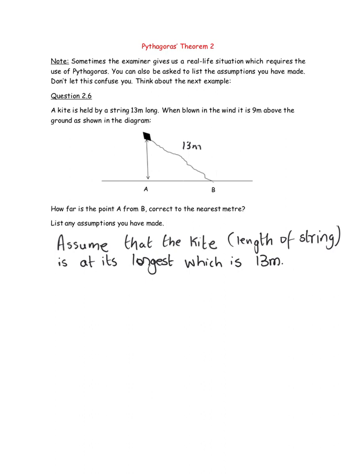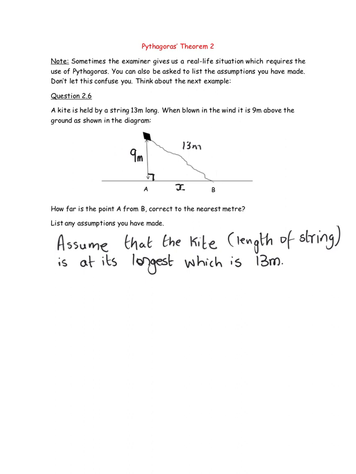We also have that when blown in the wind, it is 9 meters above the ground, as shown in the diagram. So we're assuming that this length here is 9 meters. Now we're trying to figure out how far point A is from B. So in maths, when we don't know what something is, we use X. Now, as you can see here, we have a right-angled triangle.